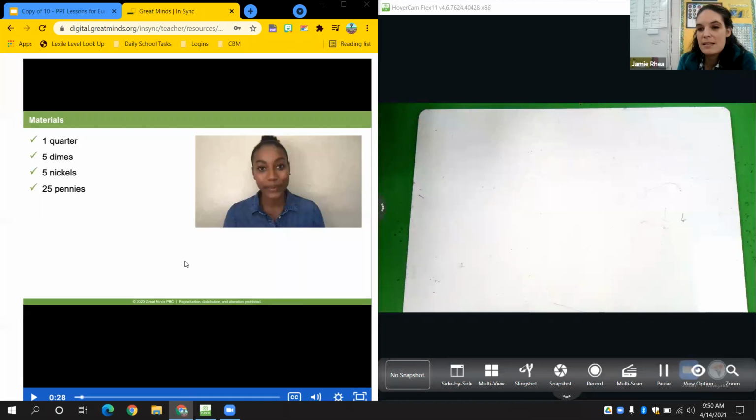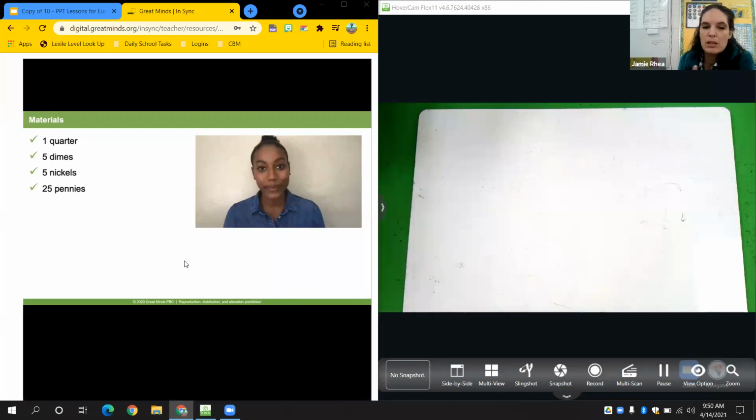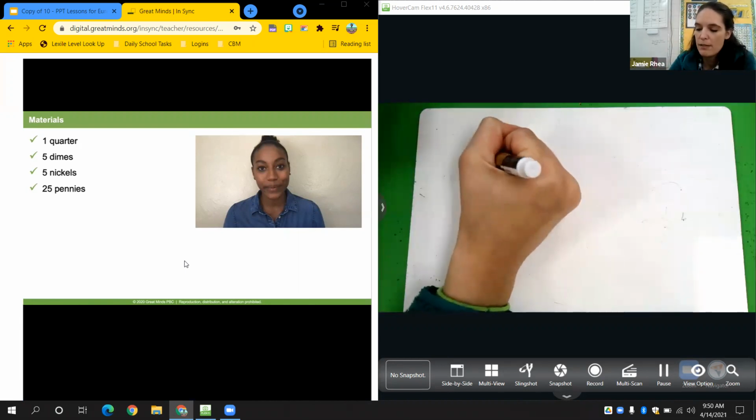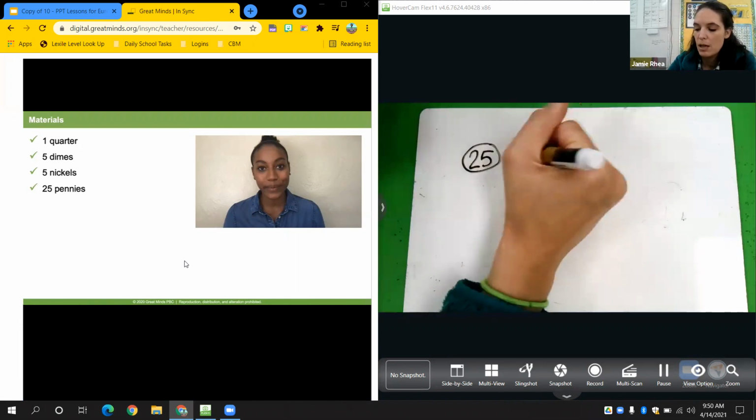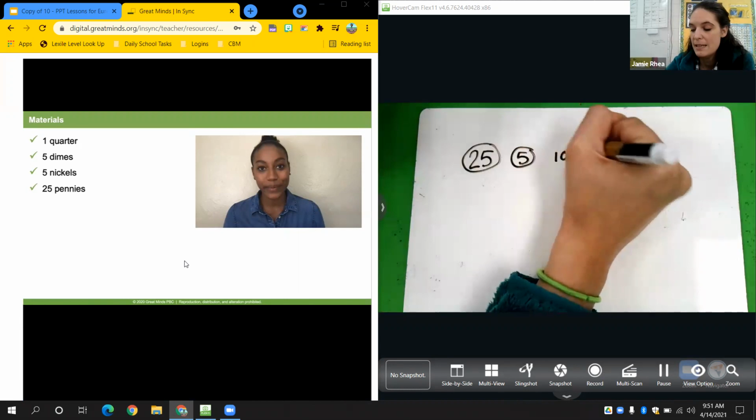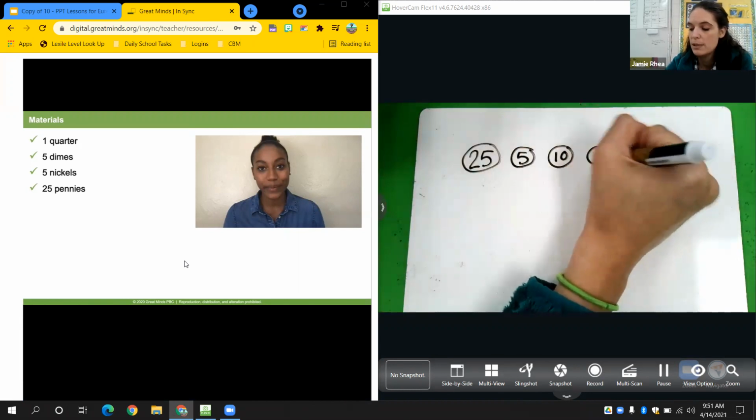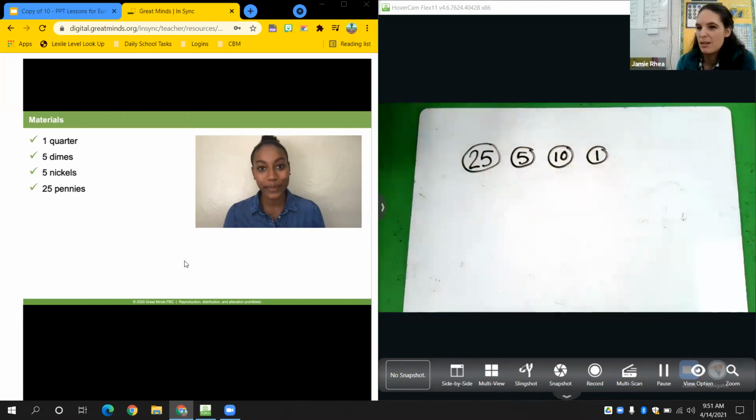Now she has us needing coins too, so you should already have some coins. If you don't, look here, you would need a quarter, 5 dimes, 5 nickels, and 25 pennies. Okay, if you have them, great. If you don't, just draw them out. You can draw a quarter by putting 25 in a circle. A nickel, you can put a 5 in a circle. Dime, 10 in a circle, and a penny, 1 in a circle. Okay, you need to draw those out.